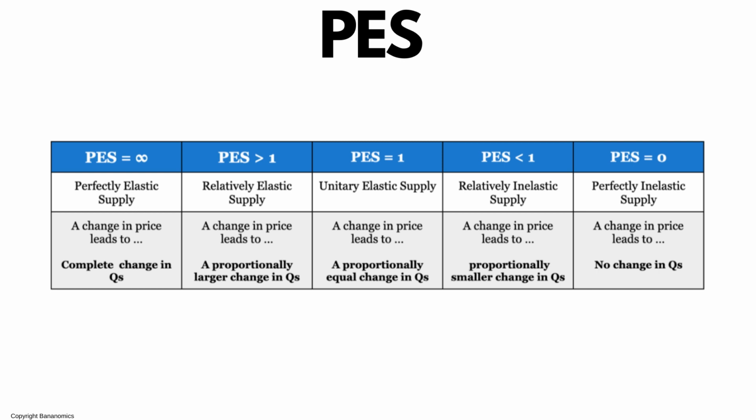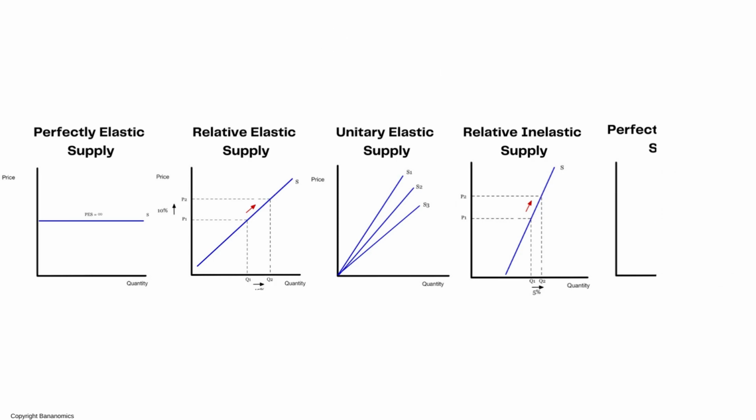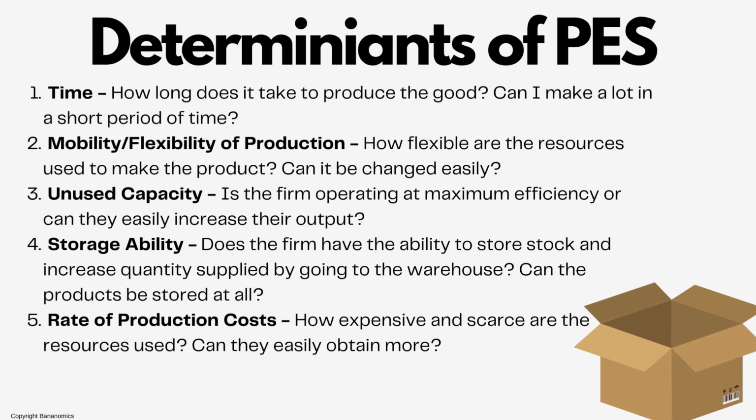Simply knowing the classification won't be quite enough for you. You must understand how to illustrate these classifications on a supply and demand diagram. Graphing elasticity of supply is very similar to graphing elasticity of demand. The more inelastic the PES coefficient, the more vertical the supply curve appears, and vice versa. We also need to understand what factors make a good or service have inelastic or elastic PES.